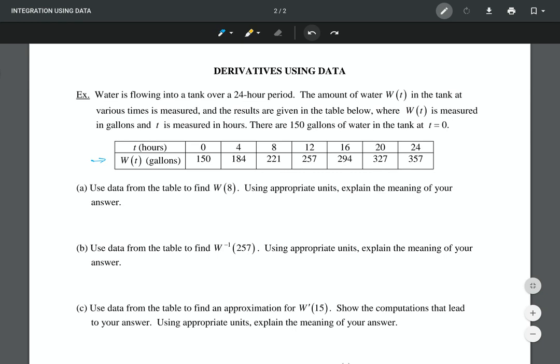Well, you just want to know what W of 8 is, right? So W of 8 literally is equal to just this number. Now, it says use appropriate units. Well, since 221 is in gallons, so this is gallons, all right? So what does that mean? Explain the meaning of your answer. Well, what that means is that there are 221 gallons of water in the tank at t equals 8. And I'm not going to write precisely. t equals 8 is sufficient.